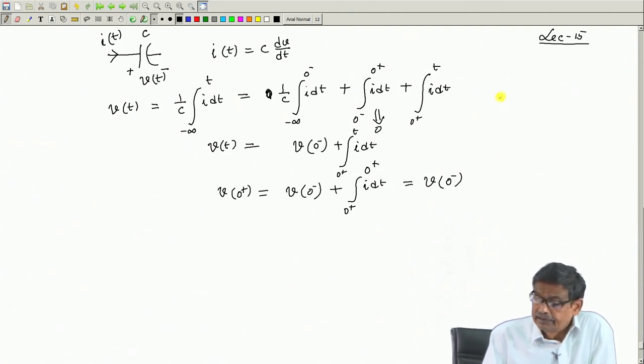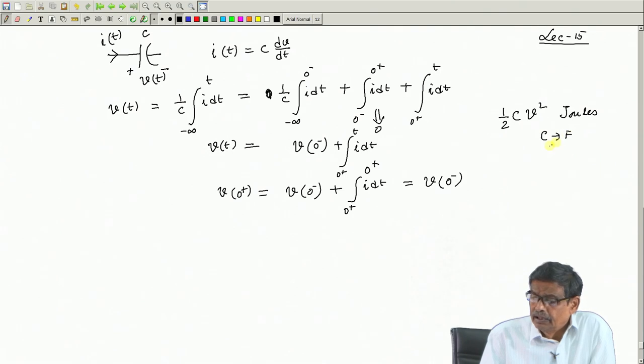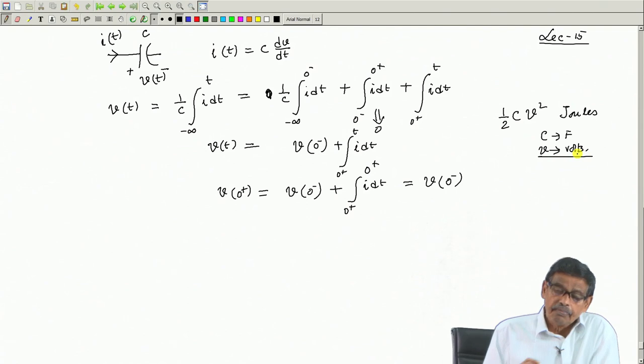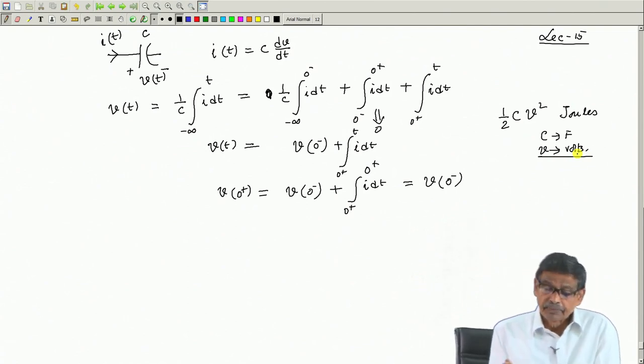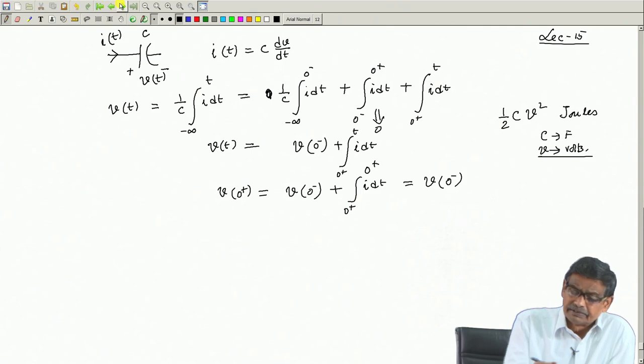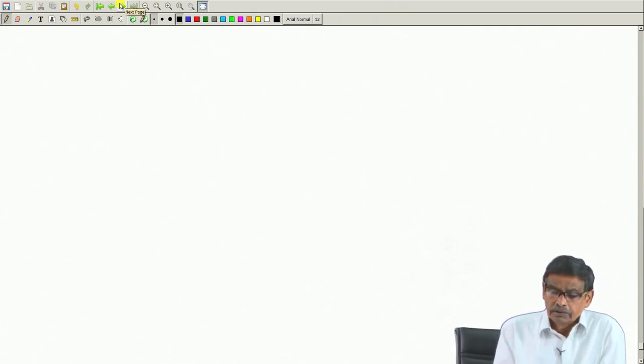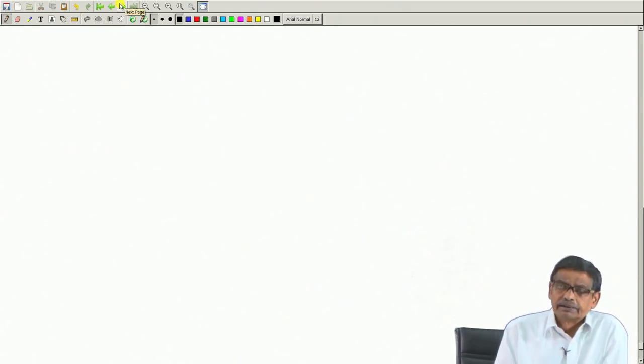And then I discussed the energy storing capability. If at any instant of time the voltage across the plate of the capacitor is V, then the energy stored is this much joules, if C is in farad and V is in volts, this you must remember. So, this is the thing. Now, we will go a bit faster. We will do a similar treatment for a capacitor as we have done in the case of the inductive circuit.